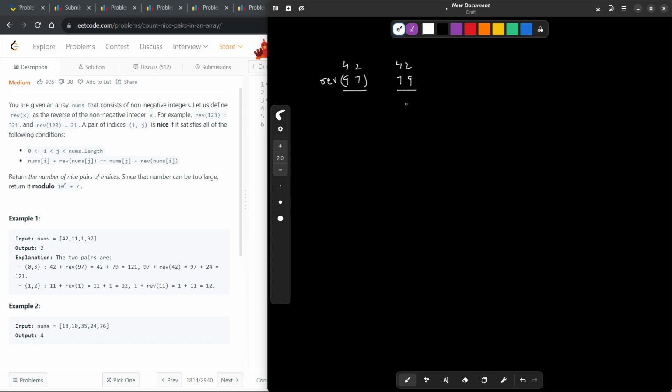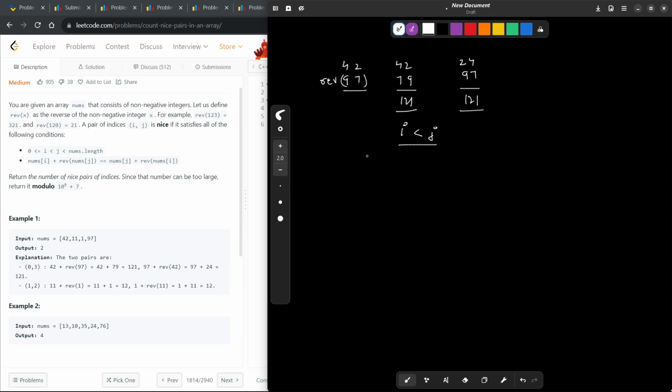So what is the sum of these two values? That is going to be 121, right? If I keep 97 as it is and I reverse 42, it is going to be 24, so this is also going to be 121, right? So you see both of the values are the same, and we have to count the number of indices i less than j such that these conditions are satisfied, right? So one of them is going to be reversed and the other one is not reversed, right?